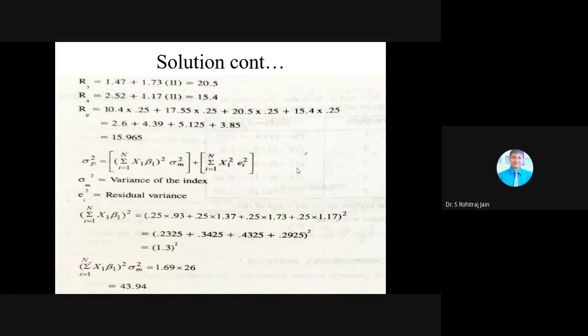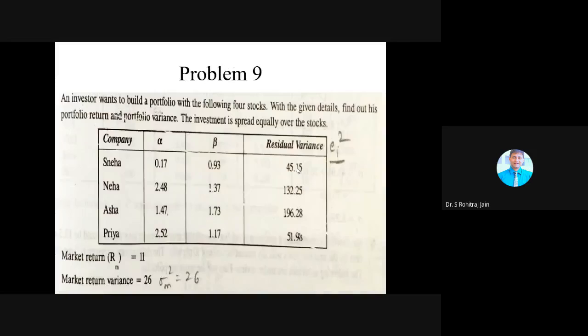Then after that, what do I have to do? See the question here. They have given that the investment is spread equally over the stocks. Since there are four stocks, and they have mentioned equally over the four stocks, what is the proportion here? 25% in one stock, 25% here, 25% here, and 25% here.